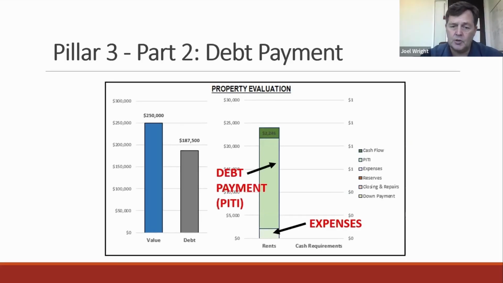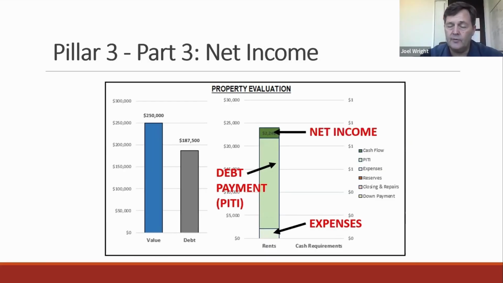Principal, interest, taxes, insurance. Principal and interest go away when the loan is paid off. Taxes and insurance never go away. Last is what you're left over with, your net income, what ends up going through to you, or what it ends up costing you on an annual basis to have the property.